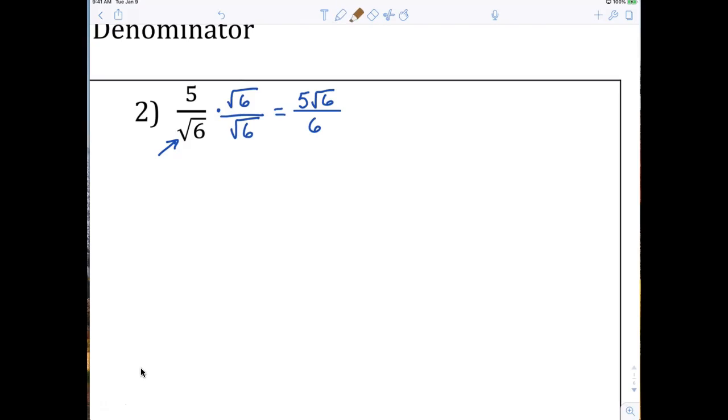Can anybody tell me why you can just multiply by the square root of 6 over the square root of 6? What does the square root of 6 over the square root of 6 equal? 1. Thank you. It equals 1. So when you multiply a fraction by 1, does it really change it? No, it can change its form, but it doesn't change that it is equal. It's kind of like 1/2 is equal to 2/4. Does anybody have any questions? Does everybody see it's simple, right?